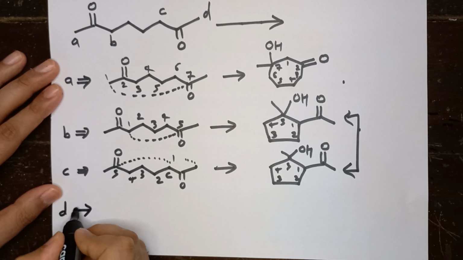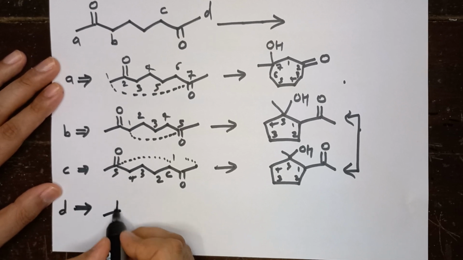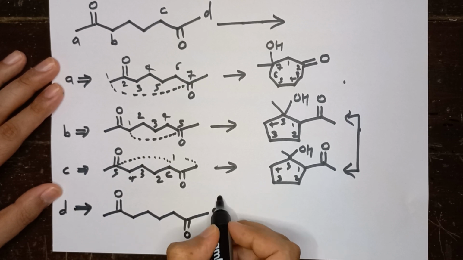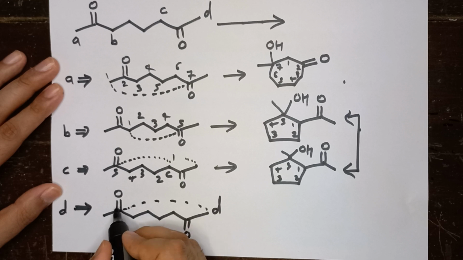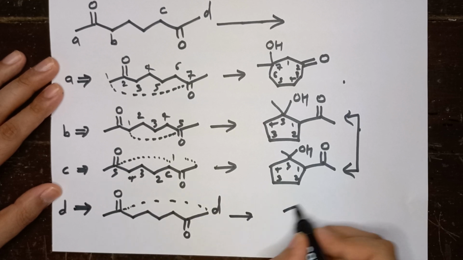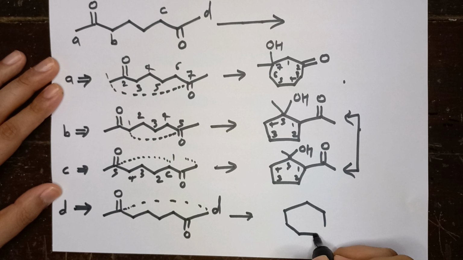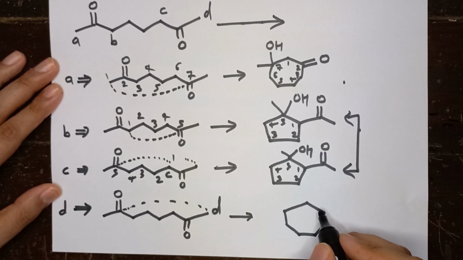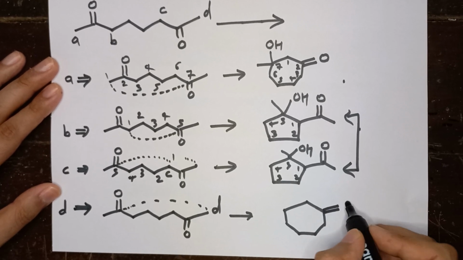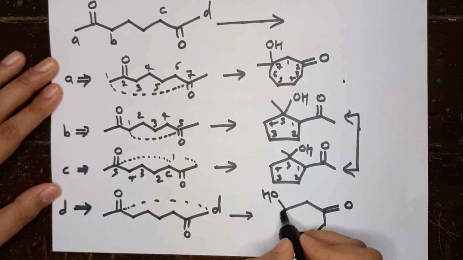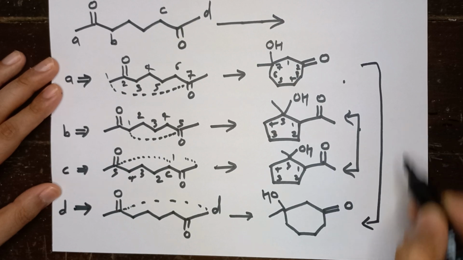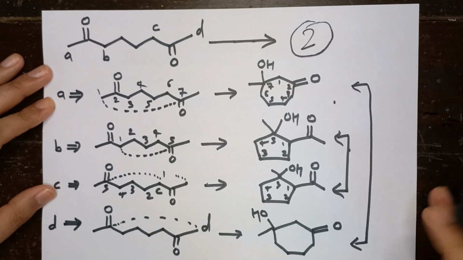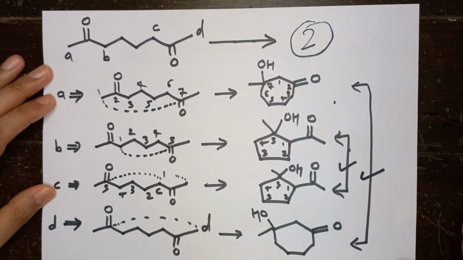Let's draw from D. So this is my D center, connecting this with this, making it OH, and this will give me a 7-membered ring. 1, 2, 3, 4, 5, 6, 7. And we are going to get the same product as this one. So in this reaction, we are getting a total of 2 products only. That is this and this.